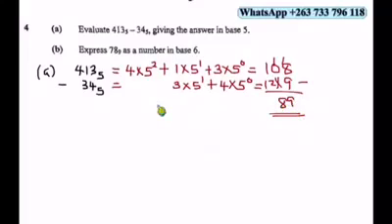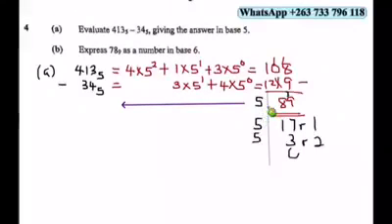Then we convert this back to base 5. So let's convert back. We divide by 5 here. 5 into 8 is 1 remainder 3, 5 into 39 is 7 remainder 4. Here it's 7 remainder 4 here.